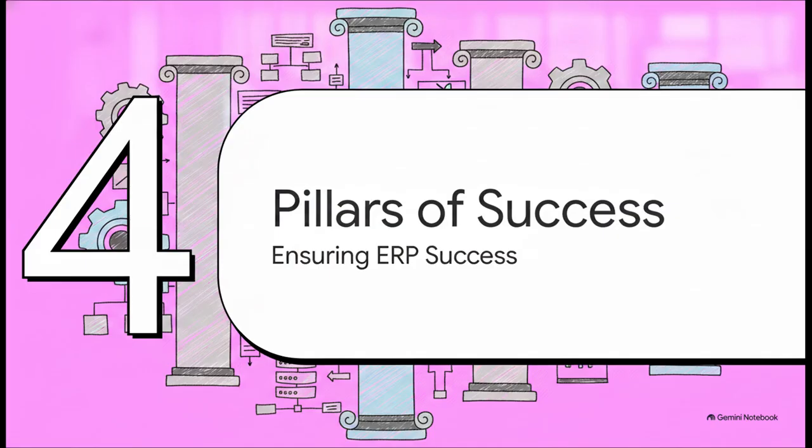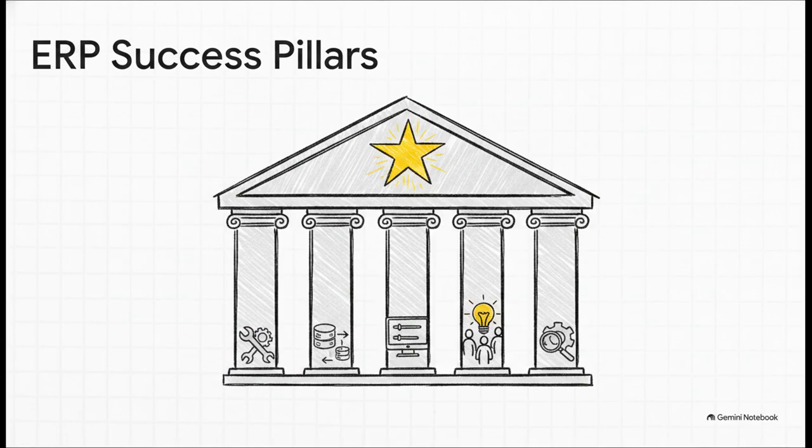Section 4. Pillars of Success. Ensuring ERP success. At the end of the day, making sure this whole massive transition doesn't just crash and burn comes down to 5 core pillars: initial setup, data migration, system configuration, user training, and testing and validation. From flawlessly transferring your legacy data to tailoring the ERP to relentlessly educating your staff and validating the system, these are non-negotiable. Managing these pillars is exactly what allows an organization to effectively manage resources, streamline processes, and actually achieve their big picture business objectives.